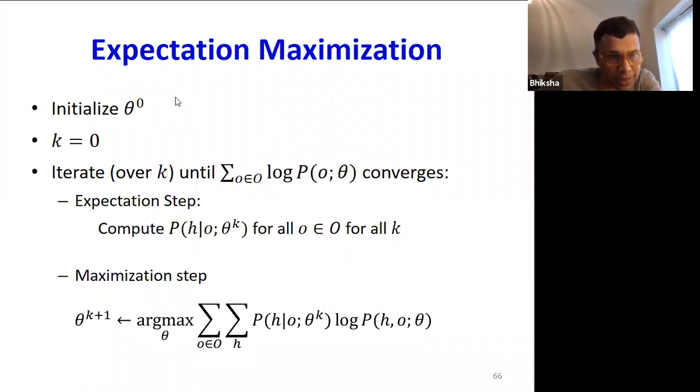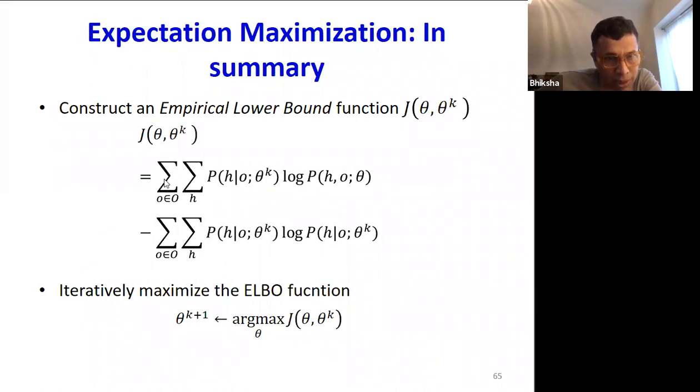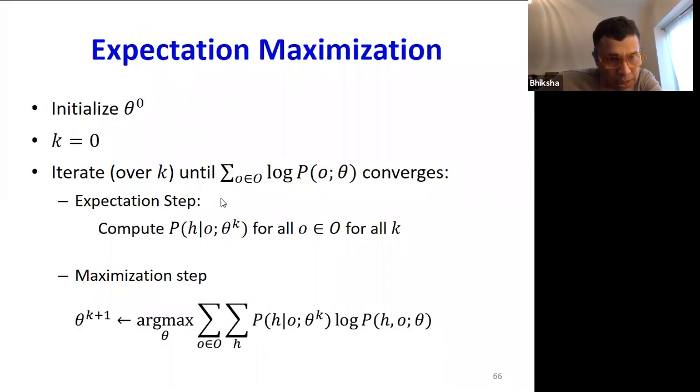You're going to initialize your estimate for the parameters, then you iterate until the log likelihood of your observed data converges. And what do you do at each step? You compute the a posteriori probability of the distribution of the missing components given the observed components. And from that, you compute this term here, the expected log likelihood of the complete data. That is the expectation step. And then you maximize the expected log likelihood of the complete data to get the next estimate for your parameters. This entire thing is expectation maximization.